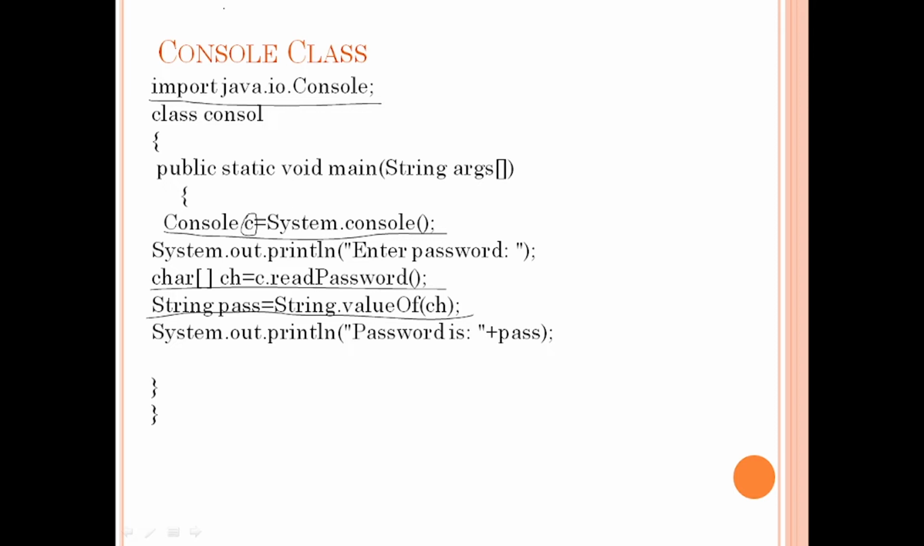So this is the second method, using the console class. First, we need to import the package java.io.Console. Second, we need to create the object of the Console class. Third, if you want to enter the password, we need to use the readPassword method. And if you want to print the password, then convert the password into a string value and then print it. Now let's see the example of this.